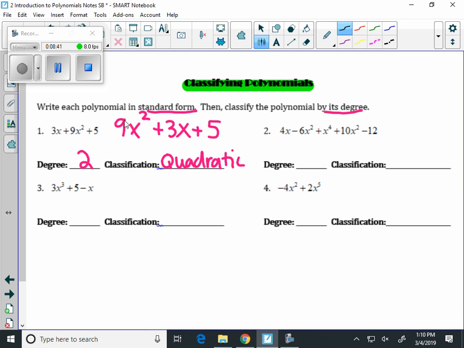All right, group 2. Nate's row here. What's the standard form? X to the 4. Now what happens with these x squared ones? They combine to be plus 4x squared plus 4x minus 12. Great job, Lisa. What's the degree there? 4. And what do I call polynomial degree 4? Quartic.